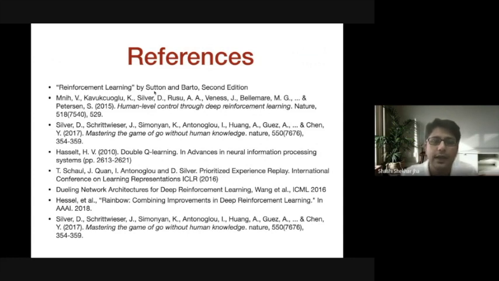And all the papers that I've discussed in this session, I have listed all of them here, so you can note it down. And if you're interested in knowing more about these algorithms, definitely you can refer to these papers.